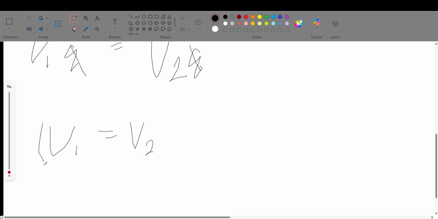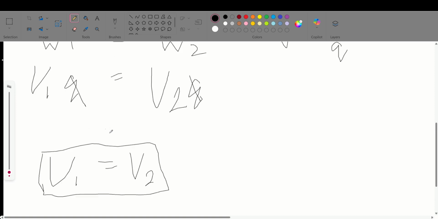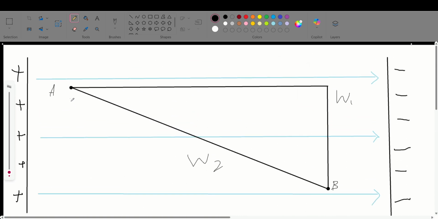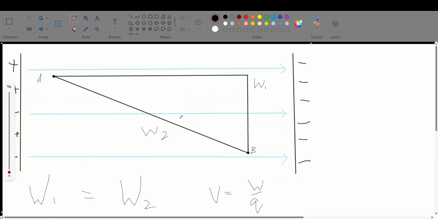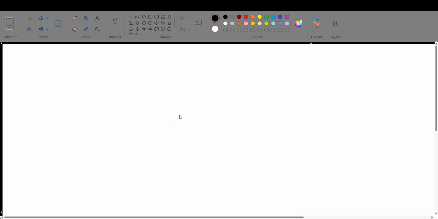Now what this means is that within an electric field, the potential difference between 2 points is constant regardless of the path that a charge takes. We're going to use this concept in finding the resistance of a system in parallel.